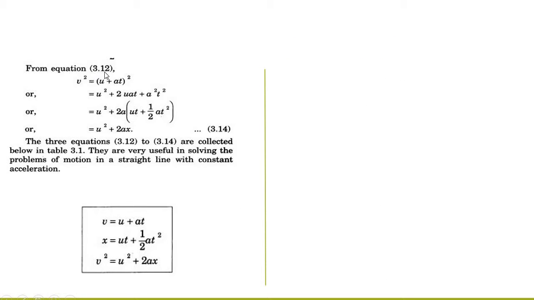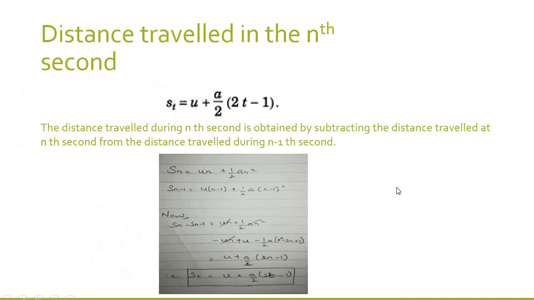From equation 3.12, v square equal to u plus at whole square. U plus at whole square can be written as u square plus 2uat plus a square t square. Now in these two terms, we can take 2a common and write ut plus half at square, which is x. So v square equal to u square plus 2ax. This is another equation. The three equations are collected below in the table. They are very useful in solving the problems of motion in a straight line with constant acceleration.